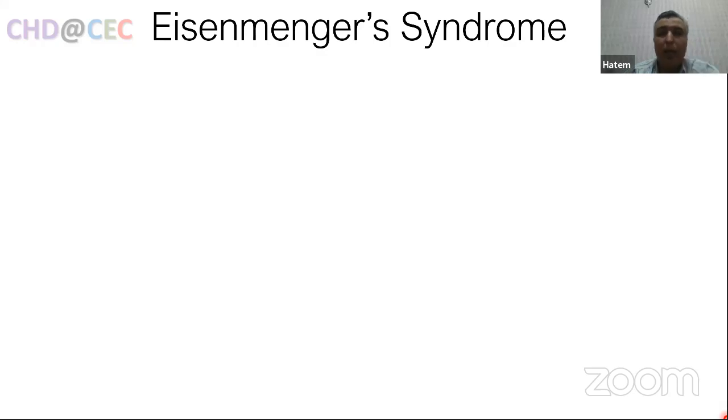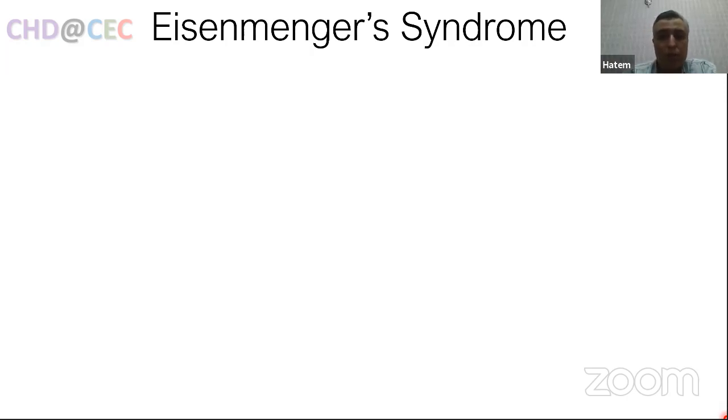This condition, where a patient used to have a very big left to right shunt, and this very big left to right shunt caused an increase in the pulmonary vascular resistance. And this increase has become irreversible, so that the shunt reverses and becomes a right to left shunt, so that enough deoxygenated blood goes into the aorta and the patient gets cyanosis. This condition is called Eisenmenger syndrome.